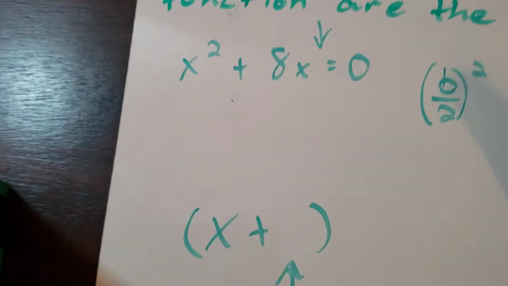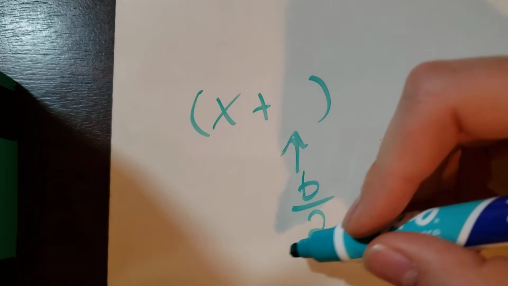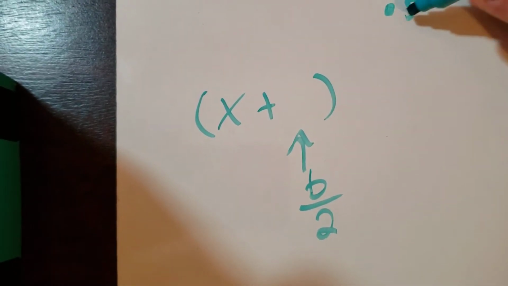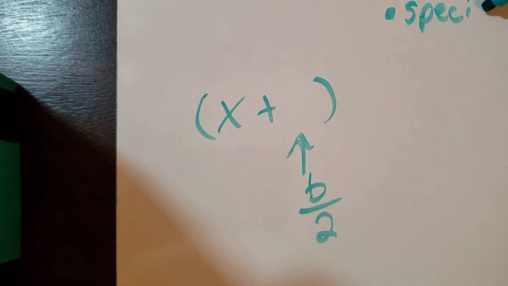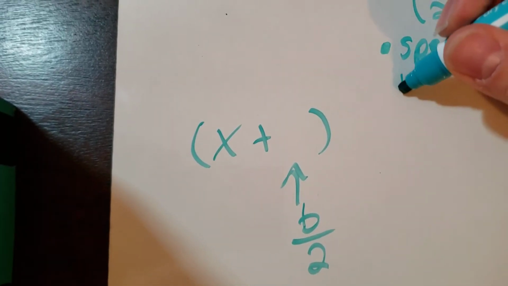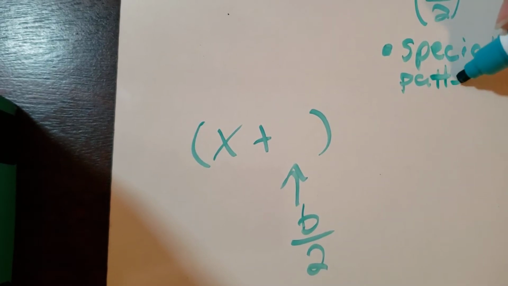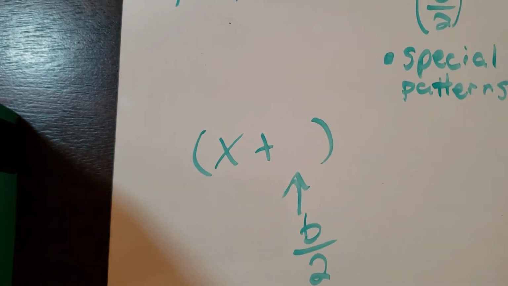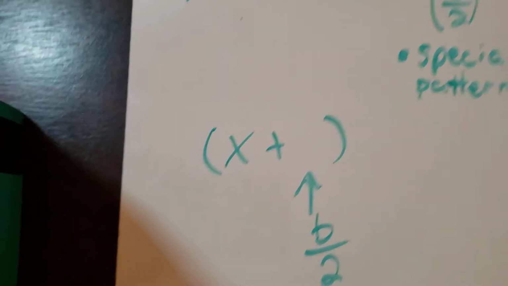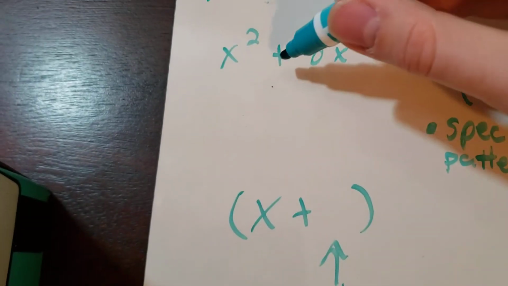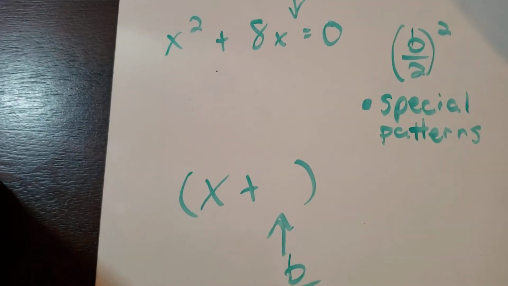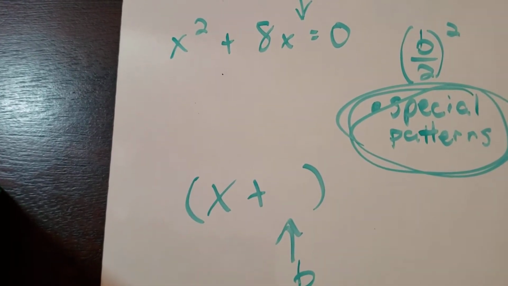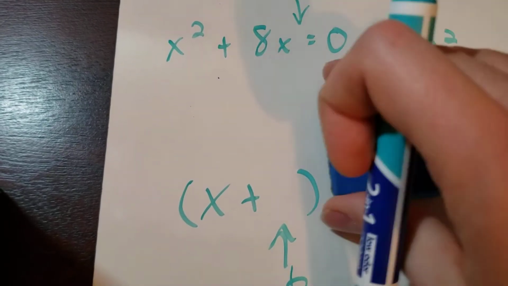Now, I did a couple things really quickly. The reason why I know that's going to be b over 2 is because of our special patterns. I put those in the notes. Make sure you memorize them. And the reason why I know it's addition is because I'm adding it up here. Again, that's the special pattern. Okay, let me actually work this one out.